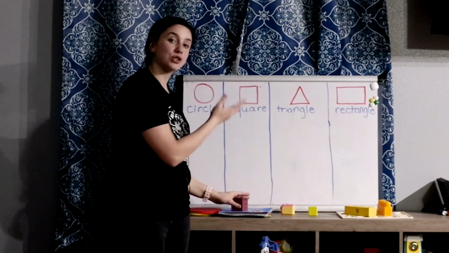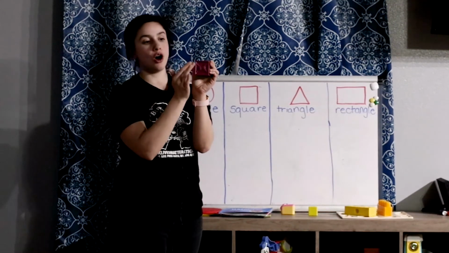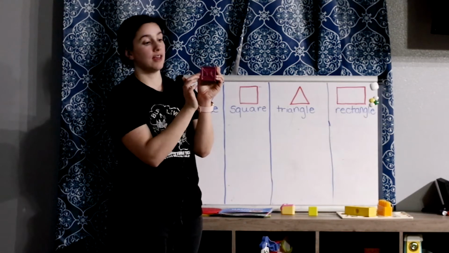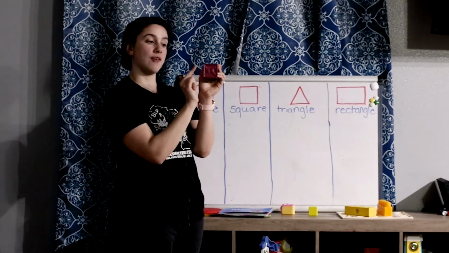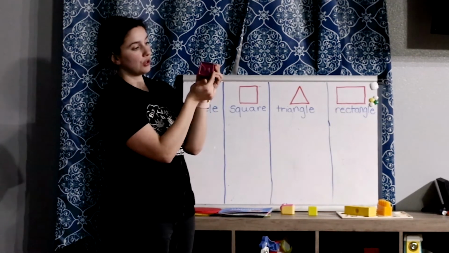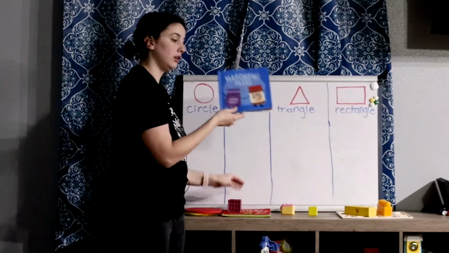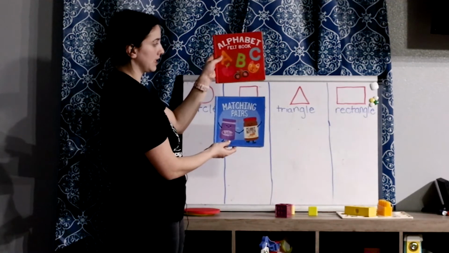Now let's look at the squares I found. I found a square block. All the sides are the same length. See how they are all the same. And we have 1, 2, 3, 4 sides. I also found 2 square books.